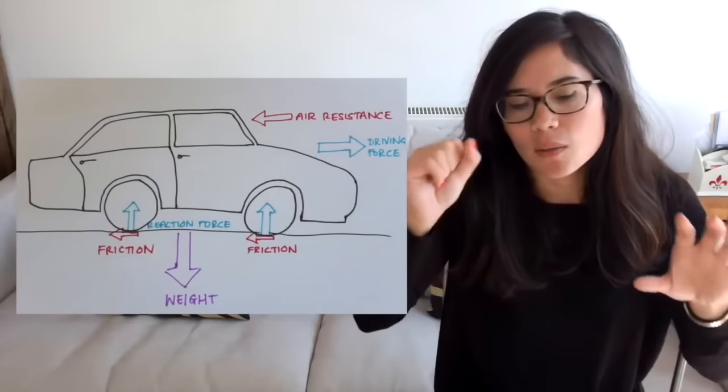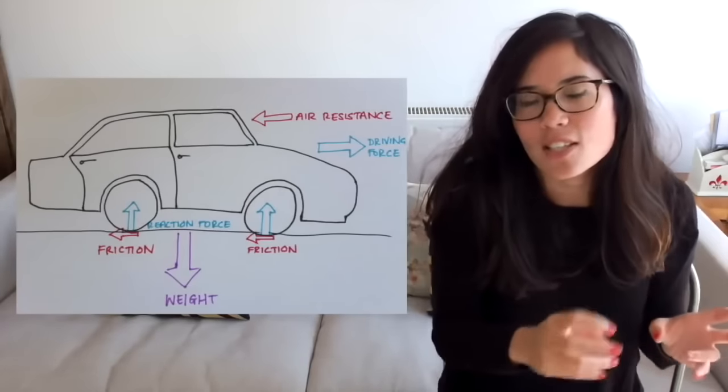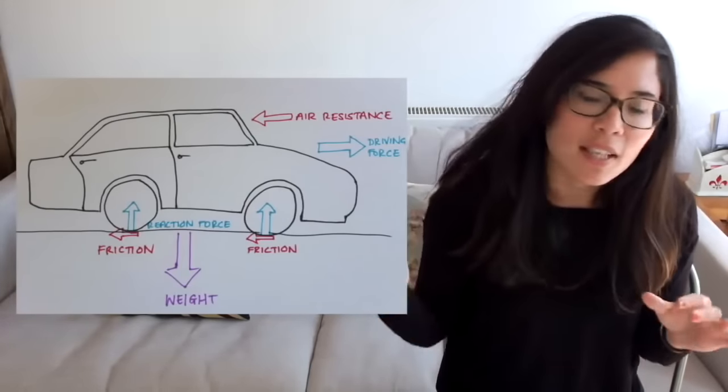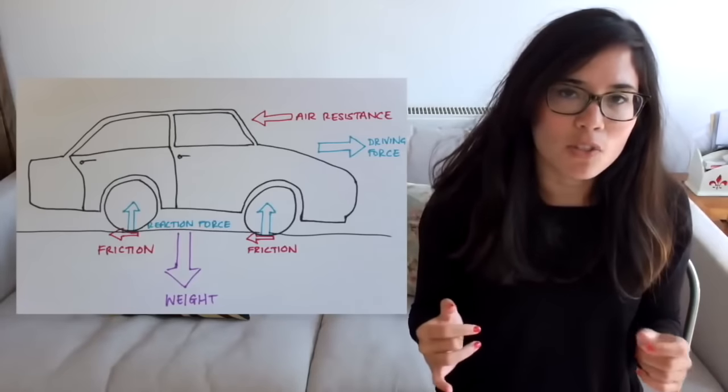I'm going to use the example of a car driving along the street to help illustrate this. So you have a car, it's sat on the tarmac and it's driving. So the forward force is going to be the driving force from the engine, and that will be causing the car to either accelerate or just carry on travelling at the same speed. Opposing that driving force will be several other forces.